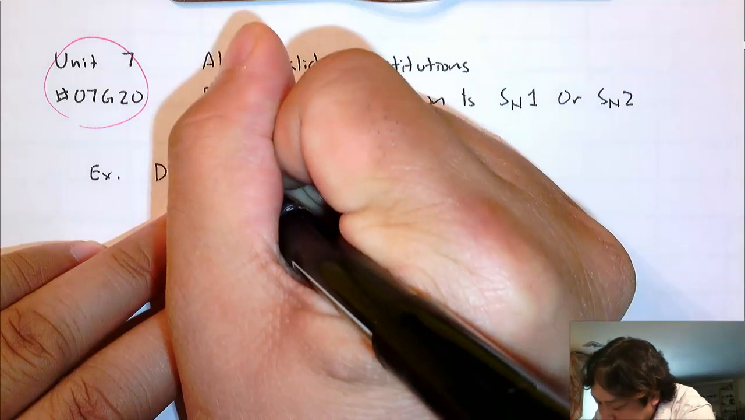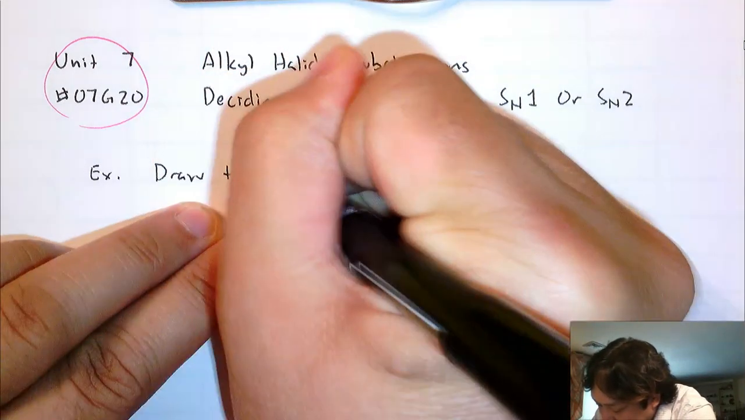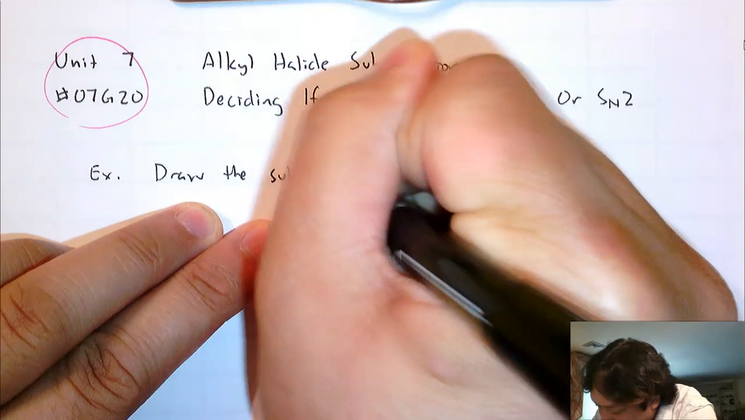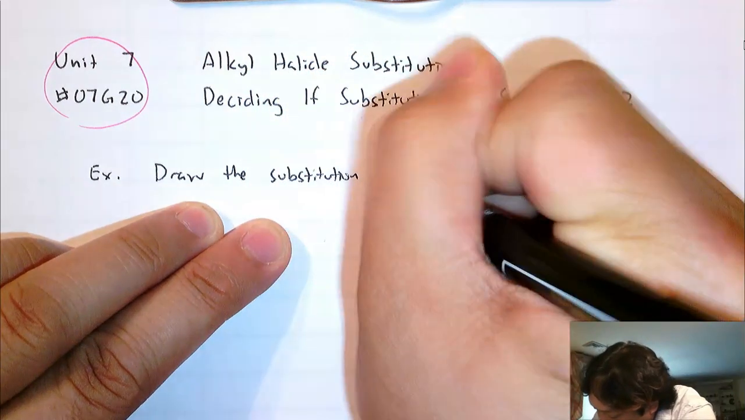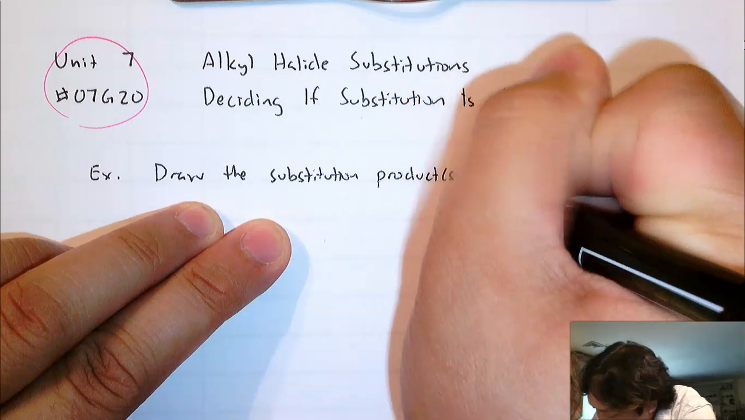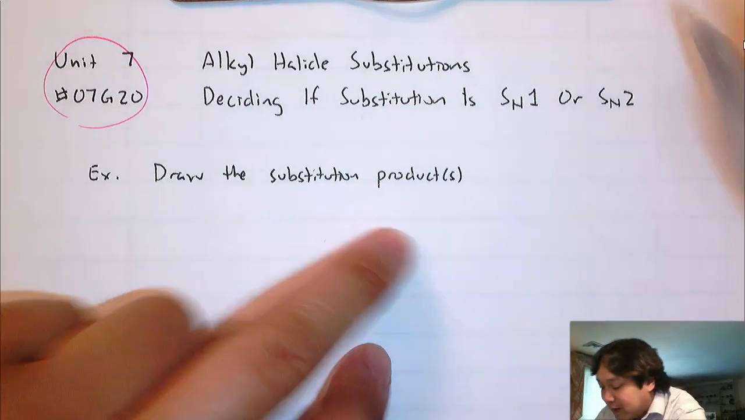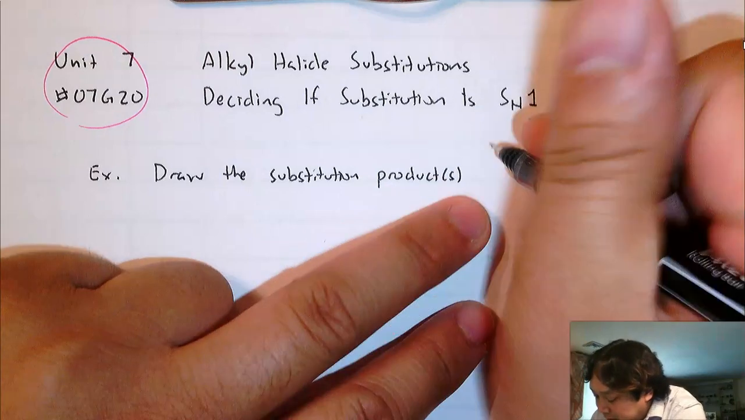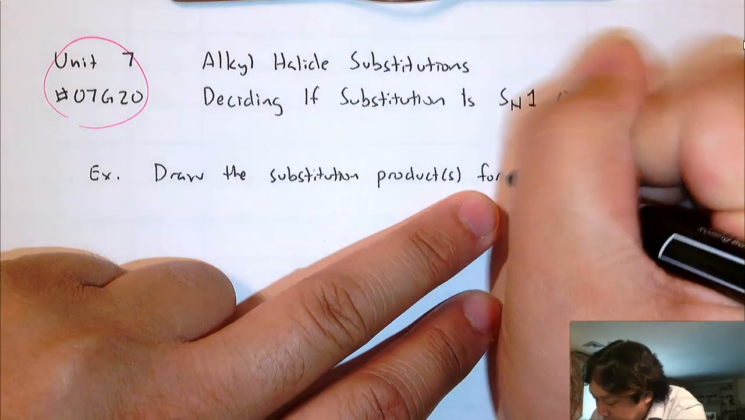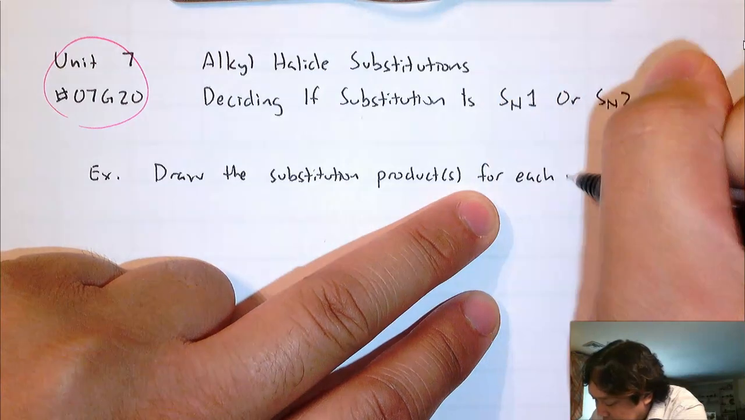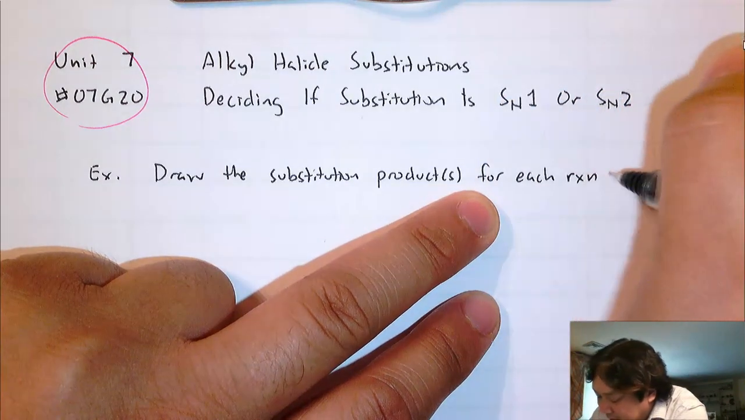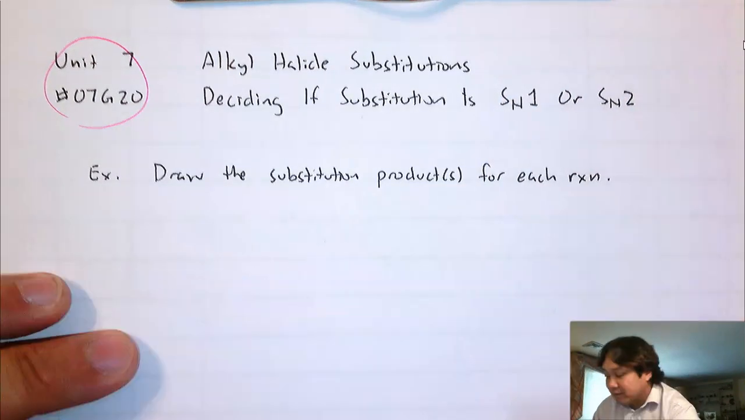Draw the substitution product or products. Okay, we might have a racemic mixture for each. My abbreviation for reaction is RxN.